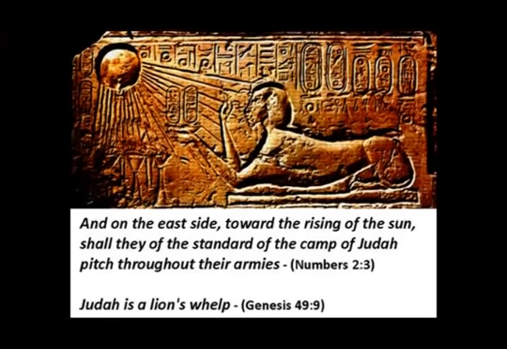Genesis 49 emphasizes that Judah, the tribe of Judah, is a lion's whelp. All is explained when we understand what a whelp is. A whelp is the offspring, the young of a lion. So Judah is the lion. Judah is the servant of the lion.